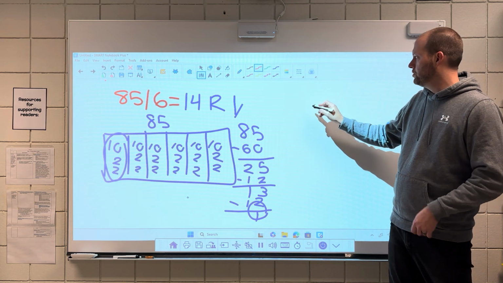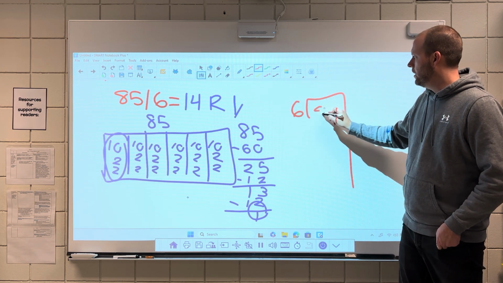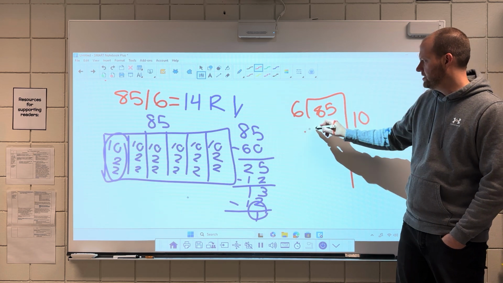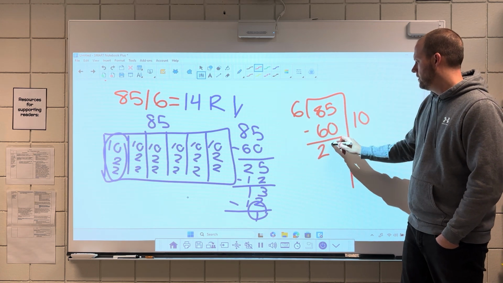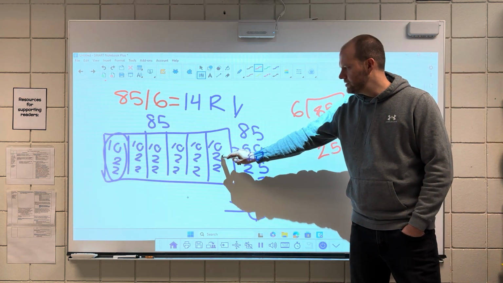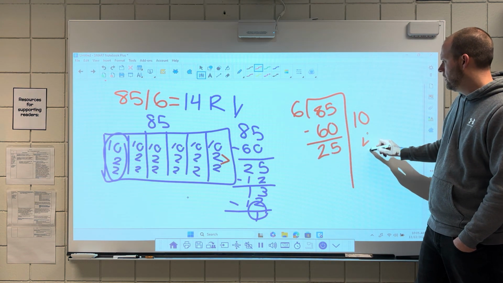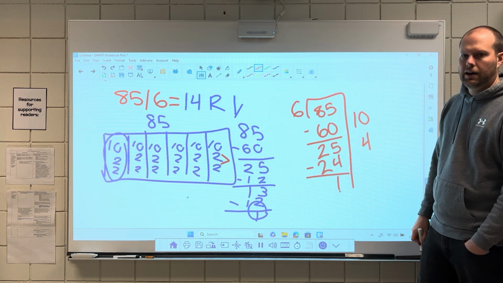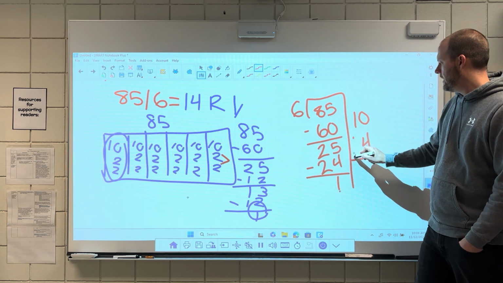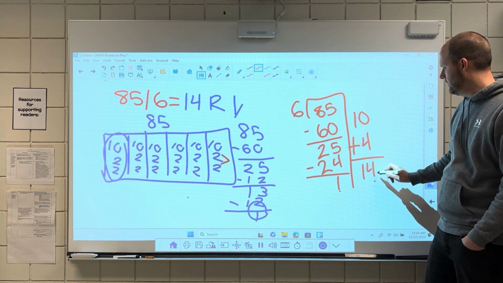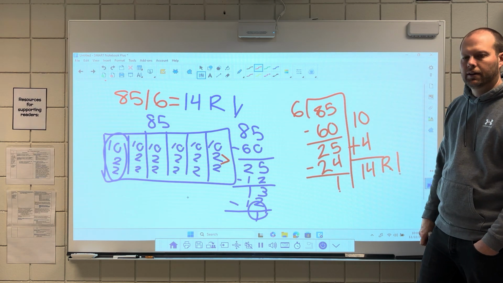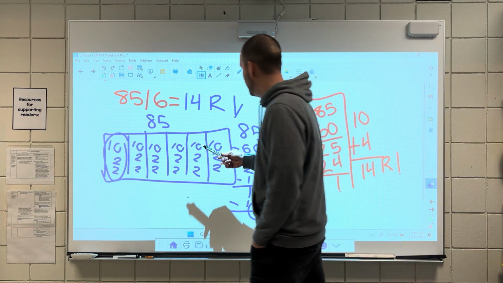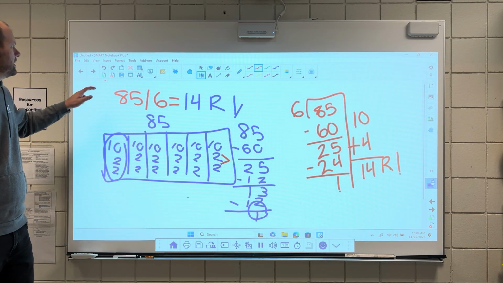All right, now partial quotients. Set it up the same way. I would start by giving everybody 10, which is 60 total. I'm going to combine these 2 and 2 to make 4, because 6 times 4 is 24. And now I have 1 left over. So I add 10 plus 4 is 14, with a remainder of 1 left over. Okay. So again, going from bar model to partial quotients.